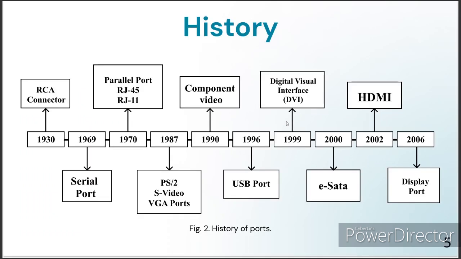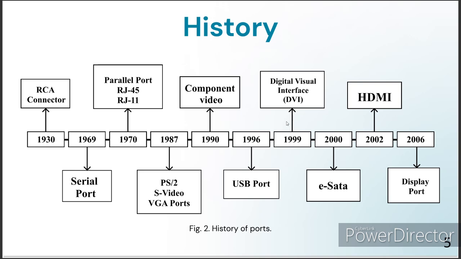History. The first port, the RCA connector, was invented in 1930. In 1969 and 1970, well-known ports such as serial and parallel ports as well as RJ ports were invented. With the advancement of television and computers in 1987, various video ports such as S-Video and VGA ports as well as PS/2 were invented. Component video was invented in 1990. The USB port, which is one of the most widely used ports, was invented in 1996.